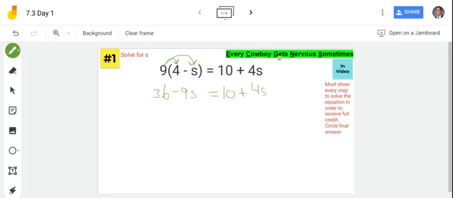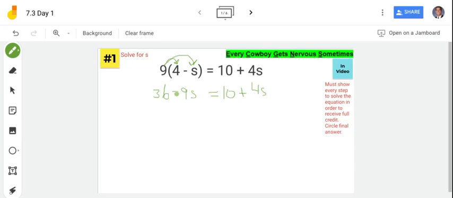The G on gets reminds me to get the variable on one side of the equal sign. So right now there's an S over here on the left side, and there's an S over here on the right side. So pick a side and get it there. It does not matter which side you pick. Just pick a side and move the term to that side correctly. I'm going to pick the right side so that my S term will be positive. So how am I going to move negative 9S to the right side?